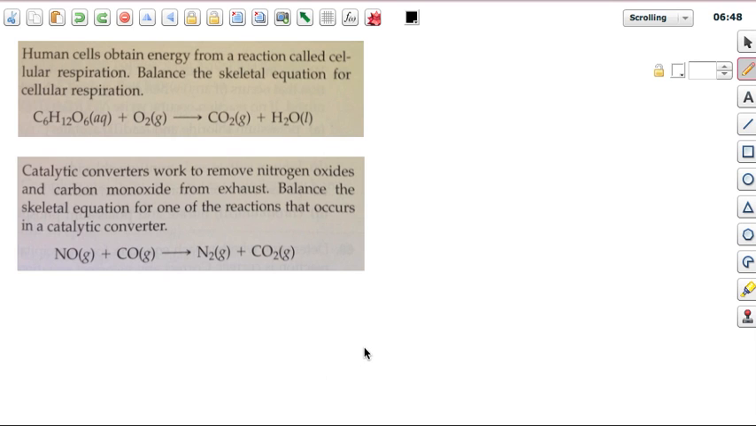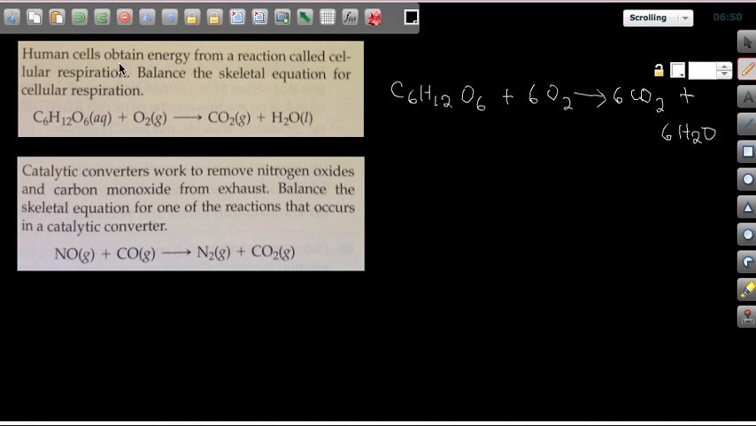This is my last slide. Human cells obtain energy from a reaction called cellular respiration. Balance the skeletal equation of the cellular respiration. So here's the balanced equation. C6H12O6, which is glucose, plus oxygen gives you carbon dioxide and water.